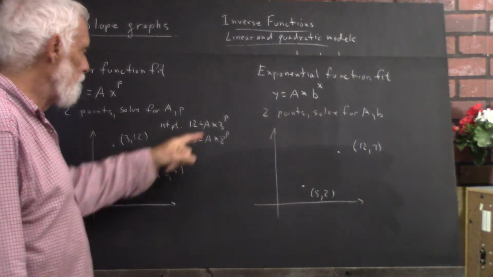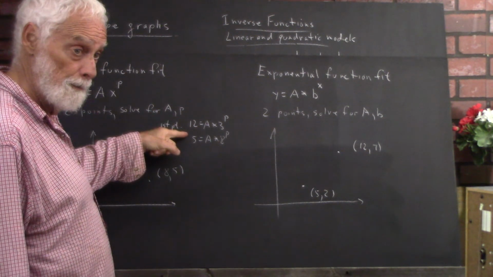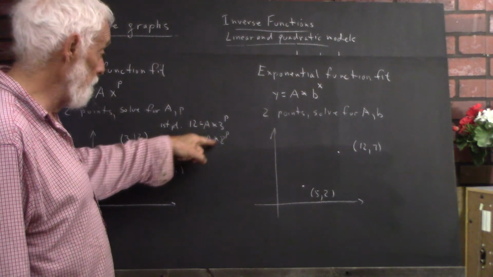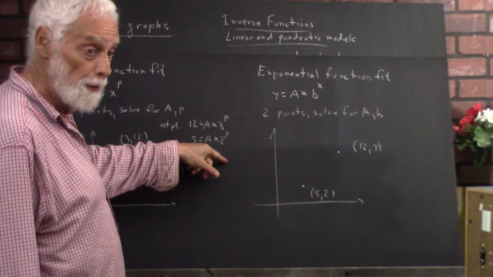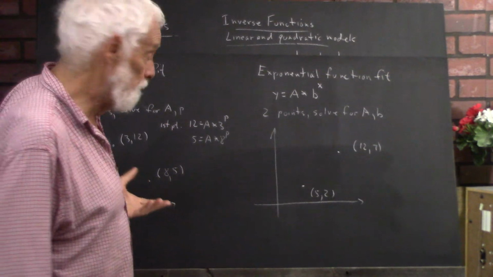Okay, I can solve this equation for A. I'm going to get 12 divided by 3 to the p. And I can plug that in for A now, 12 over 3 to the p times 8 to the p. It's going to be 12 times 8 to the p over 3 to the p. Okay? And that's going to work just fine. So you can do that.